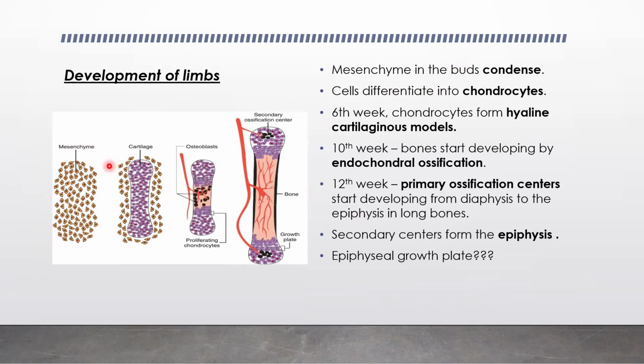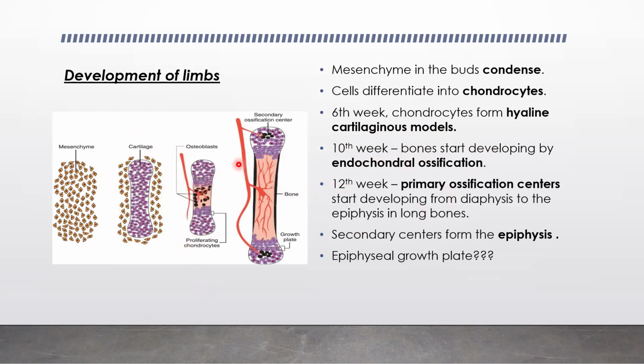And then the mesenchymal cells, remember mesenchymal cells are undifferentiated cells. So these mesenchymal cells will differentiate to form chondrocytes. When you form chondrocytes, ideally that's the cartilage. So in the sixth week, we'll have cartilaginous models, hyaline cartilaginous models. Then after that, in the 10th week, the bones start developing by endochondral ossification. So remember, hyaline cartilage will give rise to bones via endochondral ossification.